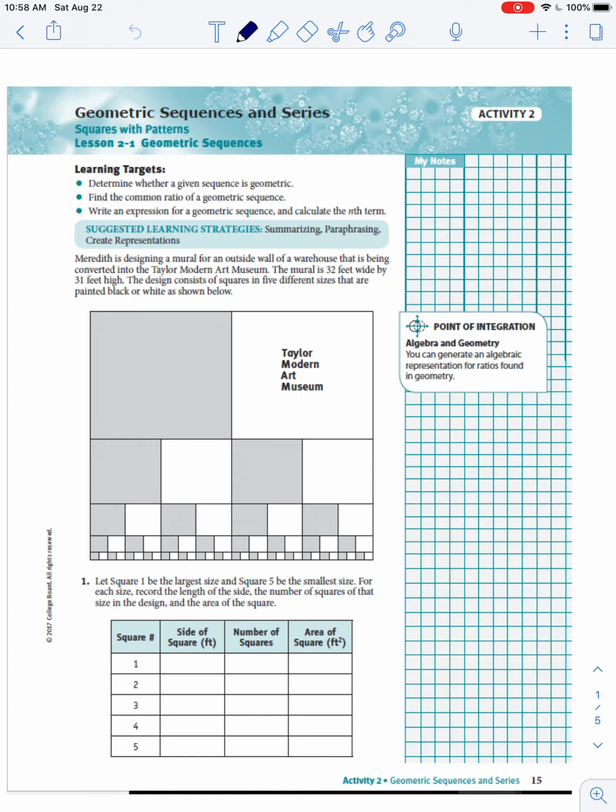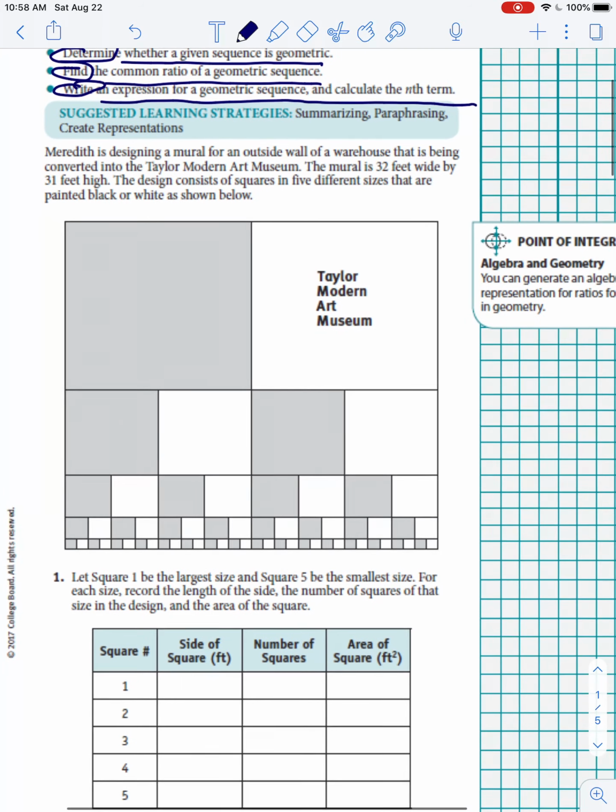So our learning targets are going to be to determine whether a given sequence is geometric as opposed to arithmetic. We want to be able to find the common ratio of a geometric sequence instead of a common difference like arithmetic. And then finally be able to write an expression for a geometric sequence and then also calculate the nth term or any term.